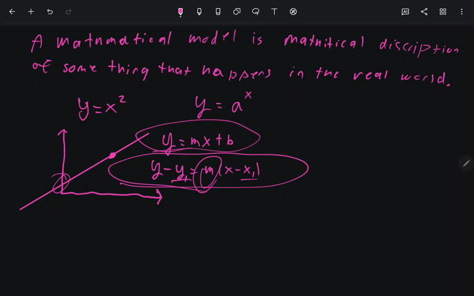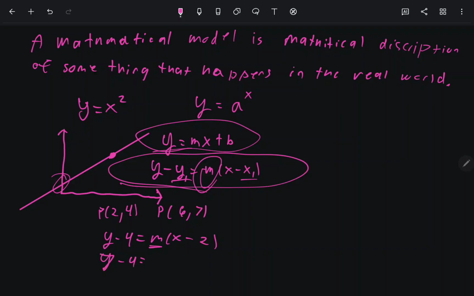And a time that we might want to use this is if you are given the points (2, 4) and (6, 7). We can plug in one of these points. Let's say that we want y minus 4 is equal to m times x minus 2. And then we can now solve for m using our second point.